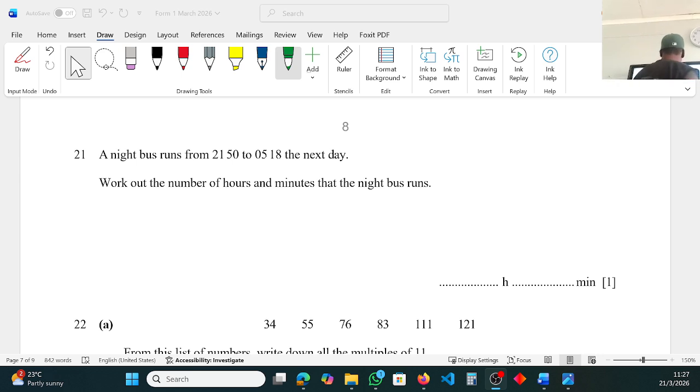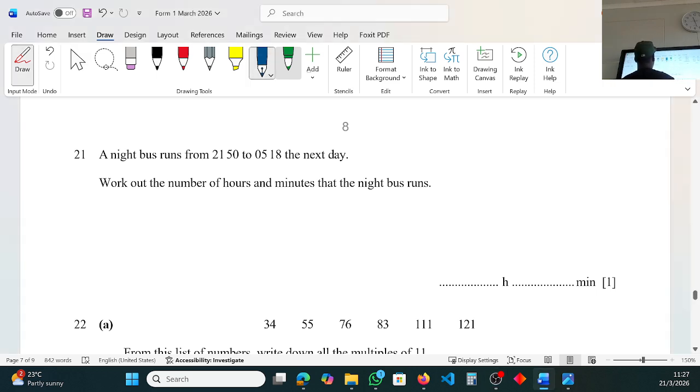There we are. There is a problem. A night bus runs from 21:50 to 05:18 the next day. Work out the number of hours and minutes that the night bus runs. So our interesting point here is to count the number of hours and minutes within the previous day plus what we find on the next day.